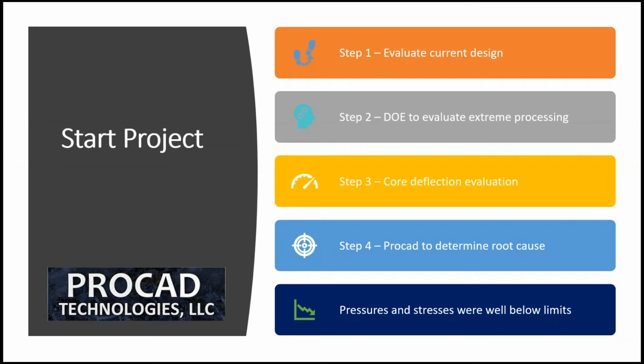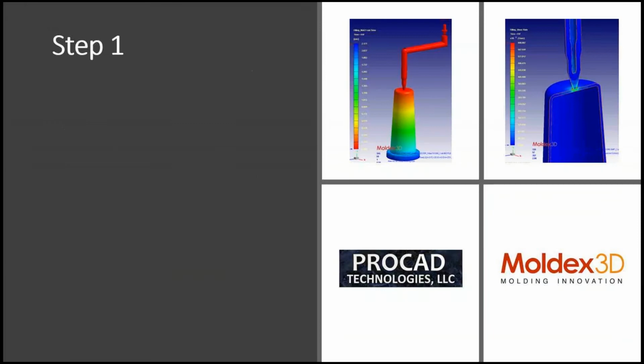So we took that flow chart and put it into an action item situation. We looked at step one again to evaluate the current design. Step two was to try to run this process at extreme levels to see if we could duplicate stresses and pressures. Step three, we wanted to verify and duplicate the core deflections, which seemed to be very elusive. Step four was to determine root cause and make sure that the pressures and stresses were well within limits.